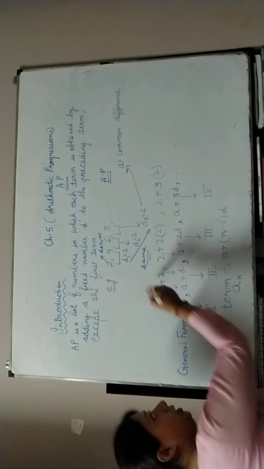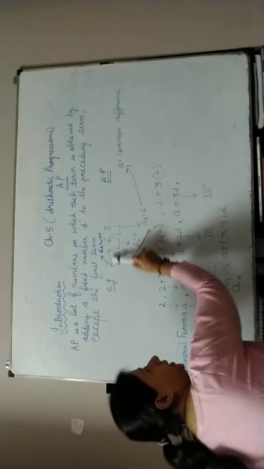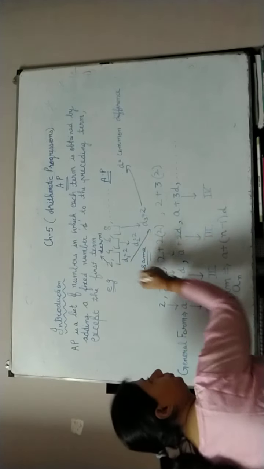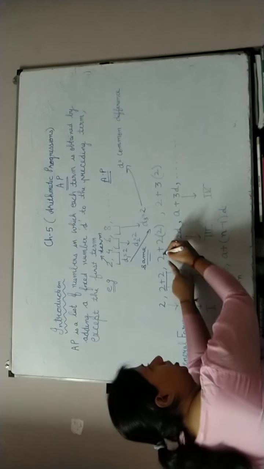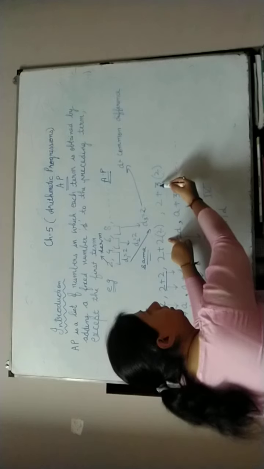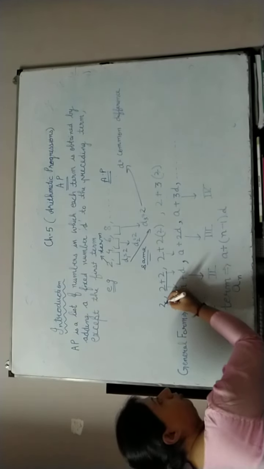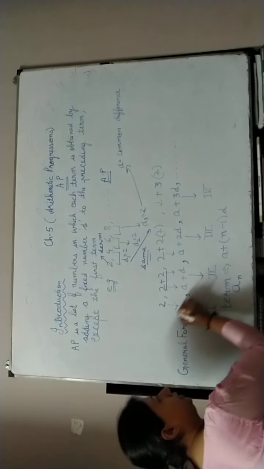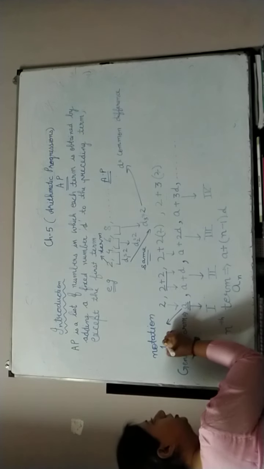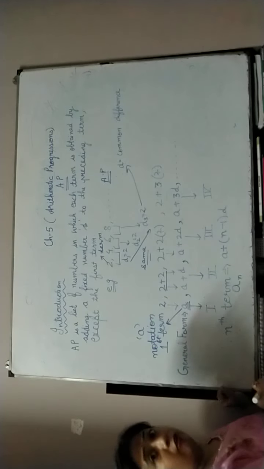Now see, I am going to explain some general forms of AP. The example I am taking is the same: 2, 4, 6, 8. 4 can be written as 2 plus 2. 6 can be written as 2 plus 2 into 2. 8 can be written as 2 plus 3 into 2. See what I did: the general form, first term is first term. This A is the notation for the first term.